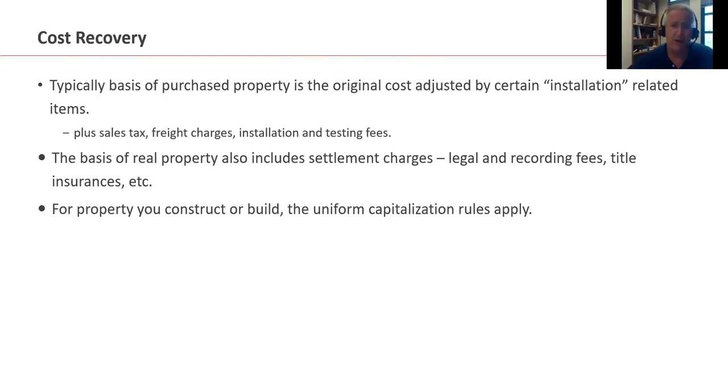The basis of real property also includes settlement charges. And I usually think of those as, what are the charges you incur to perfect your title to real property? So for example, in the United States, there's often a deed that you have to file with the clerk of courts. So that's your way of confirming that you actually own that property. And so to the extent that the law requires you to incur charges like that, those become part of the basis of your real property.